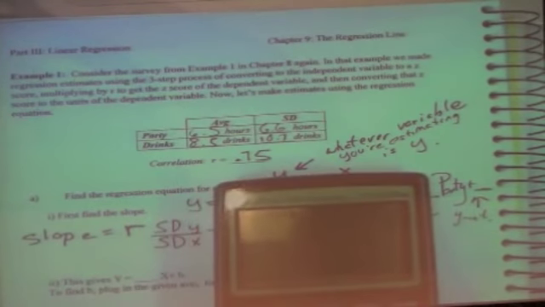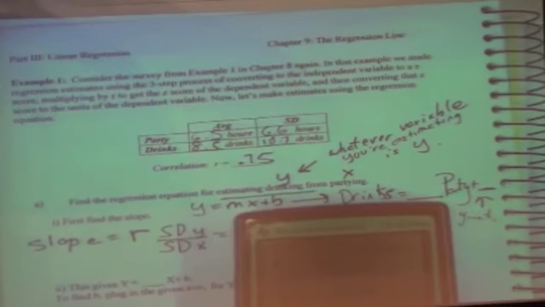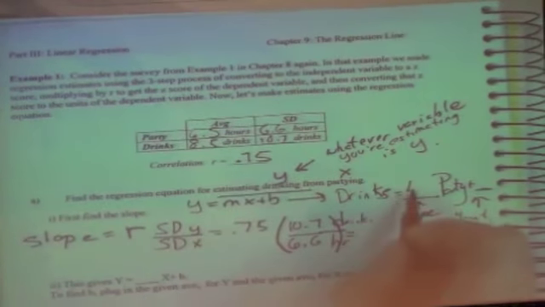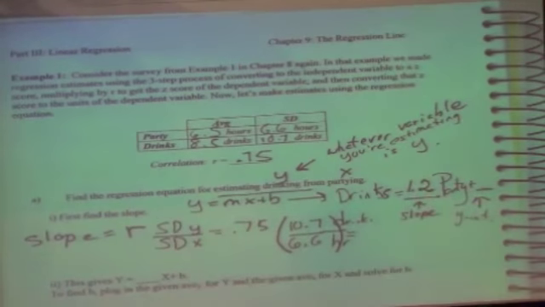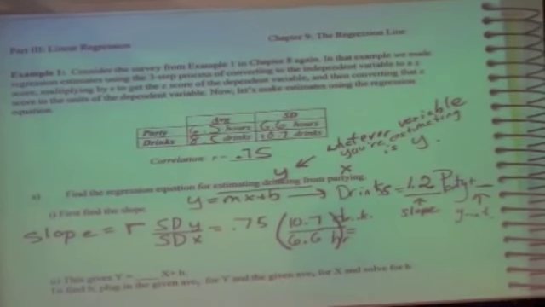10.7 divided by what? Divided by 6.6. And we get 1.21590. How about just 1.2? Just 1.2? Okay, 1.2. All right, I'll tell you how much to round by. So what does that mean? That means for each extra hour of partying, you drink about 1.2 more drinks.